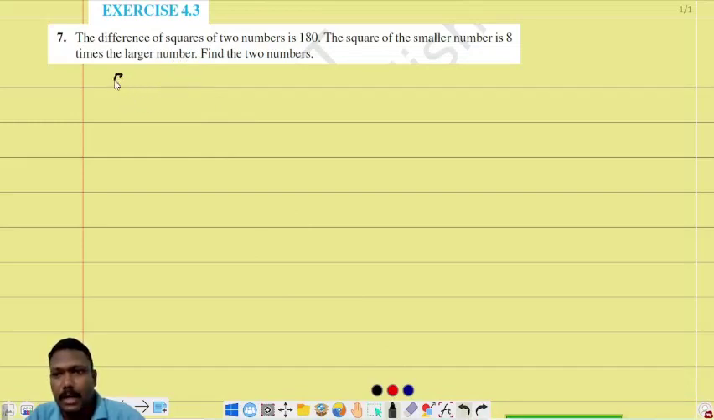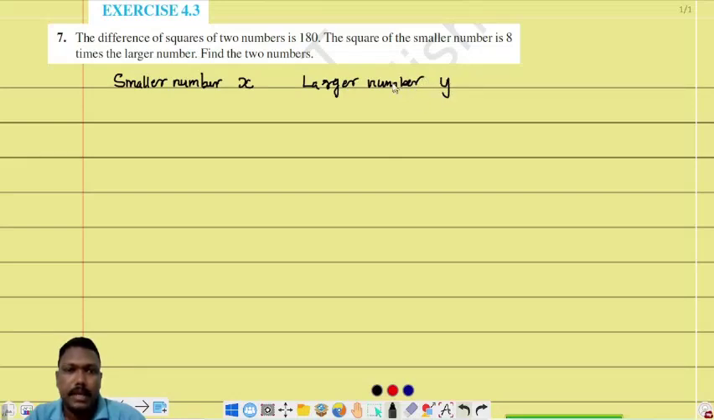So we can take the smaller number and larger number. Suppose the smaller number we can take as x, and the larger number we can take as y. Now the difference of the squares of two numbers, the larger number is here y, so you can write y squared minus x squared is equal to 180. So this is the condition given there.